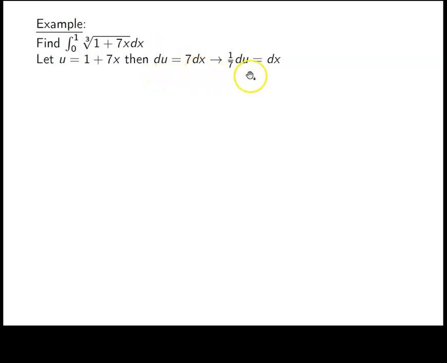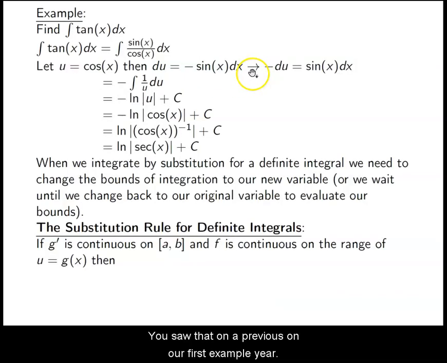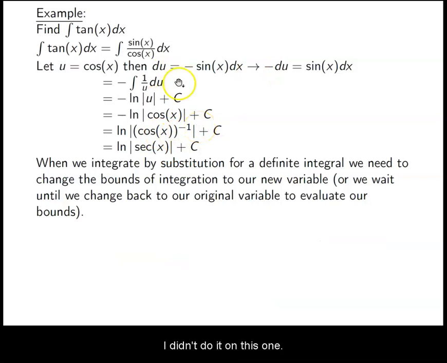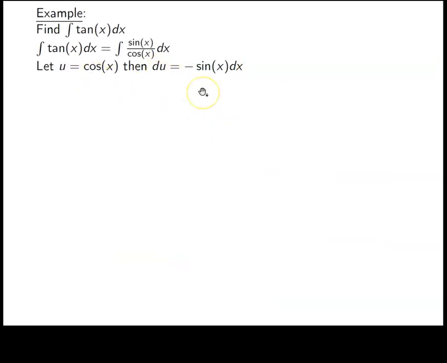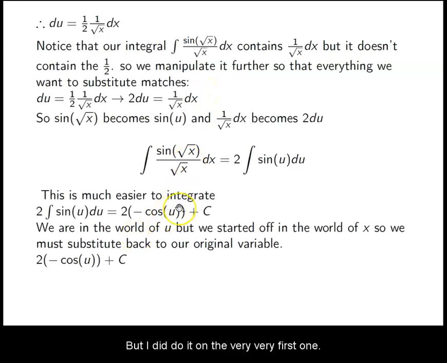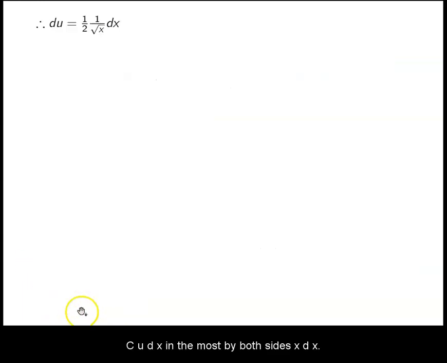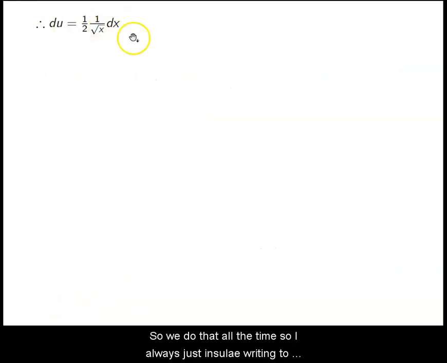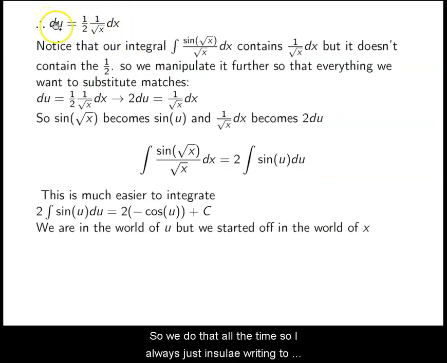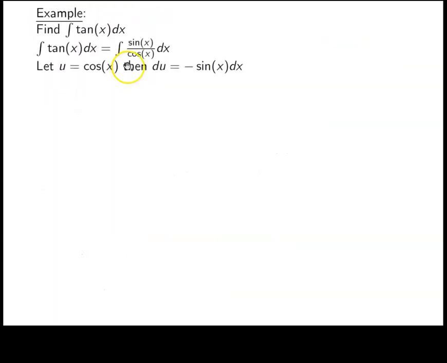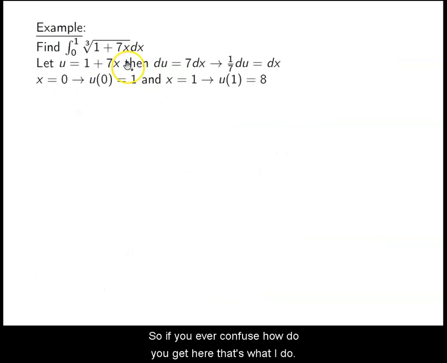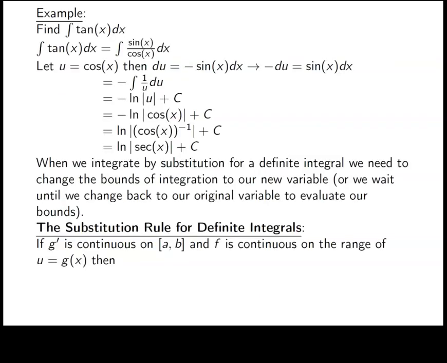You saw that on our first example here. I didn't do it on this one, but I did do it on the very first one. Here, right? du/dx, and then you multiply both sides times dx. So we do that all the time, so I always just instantly write du equals, and then I take the derivative, and then I just write a dx at the end. So if you're ever confused, how'd you get here? That's what I do. Just skip a step.